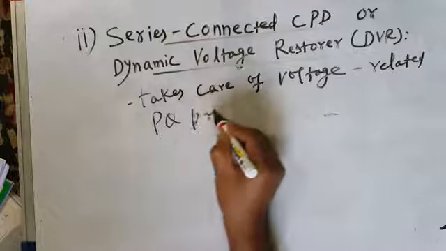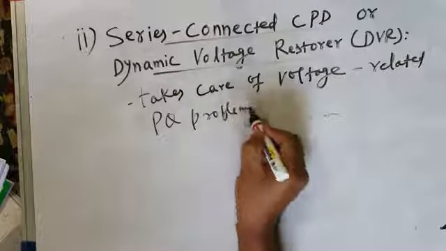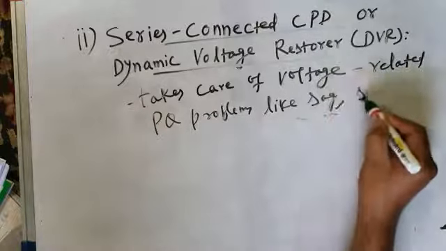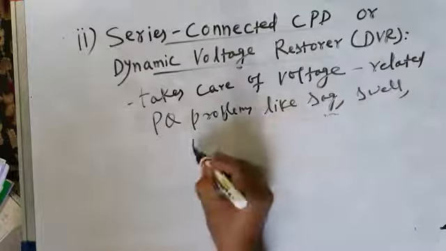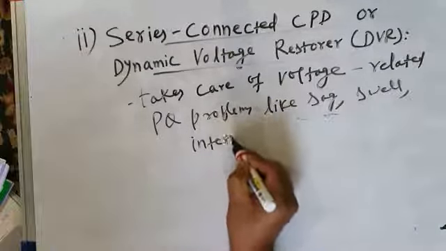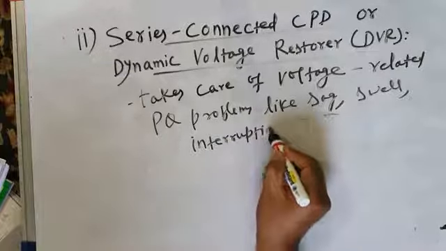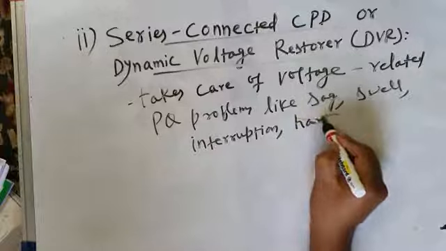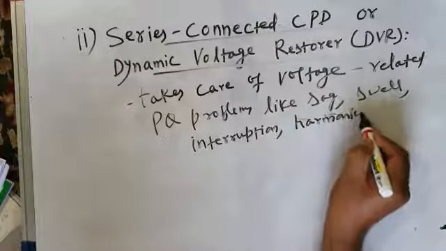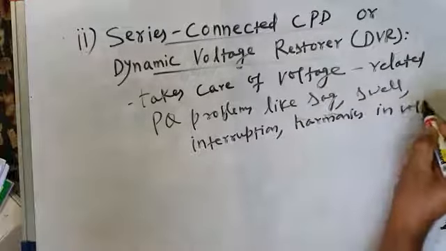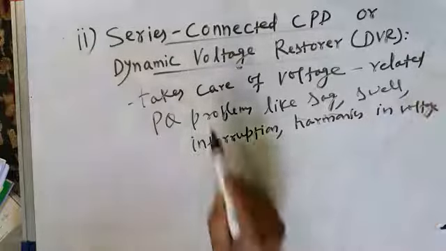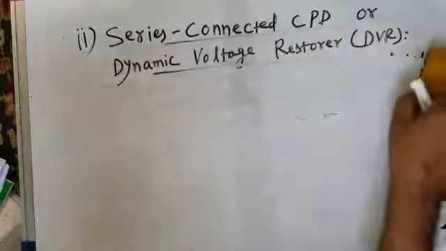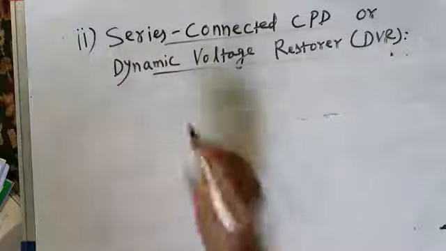What are voltage related power quality problems? Like voltage sag, voltage swell, interruption, short interruptions, harmonics, that is voltage distortion, harmonics in voltage. All these voltage related power quality problems are taken care of by DVR. And this DVR acts as a voltage source. It's like this.